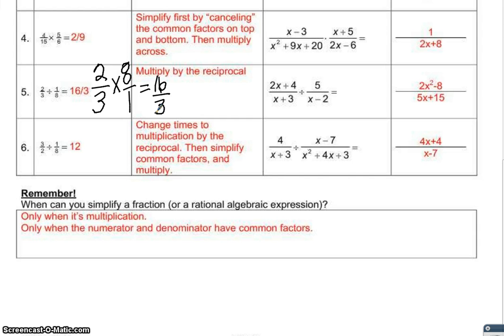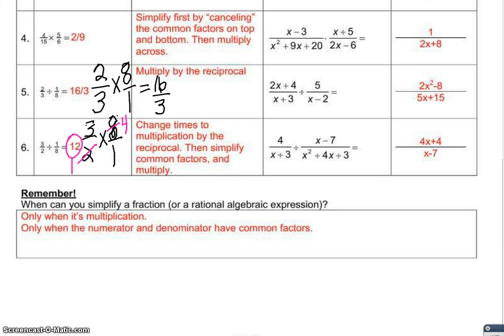Okay, same thing on number 6. I'm going to change the division to a multiplication, and then I'm going to simplify my common factors. So here I have 3/2 times 8 over 1, and I can reduce the 8 and the 2. This becomes a 1, this becomes a 4. So when I multiply it out, 3 times 4 is where I get the 12 from.